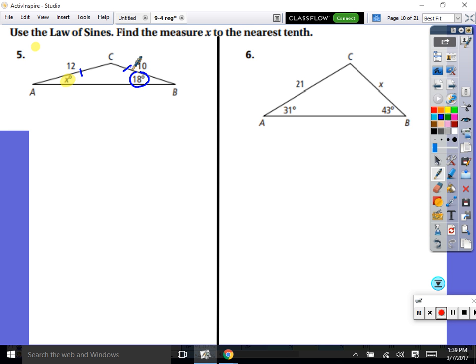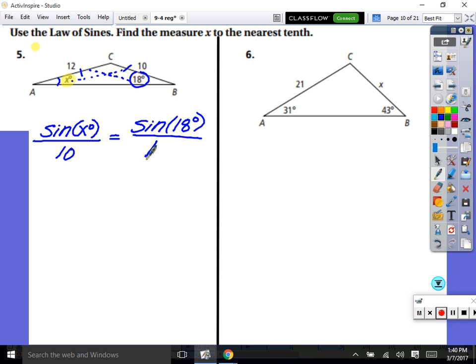All good? So then we say, okay, we're trying to solve for x. Now that's an angle x. So the rule is sine of the angle, so sine of x degrees, over the side across from it, over 10, will be equal to sine of the other angle, so let's use 18. So sine of 18 degrees over the side across from that, so over 12. So everybody see how I set up a true statement?